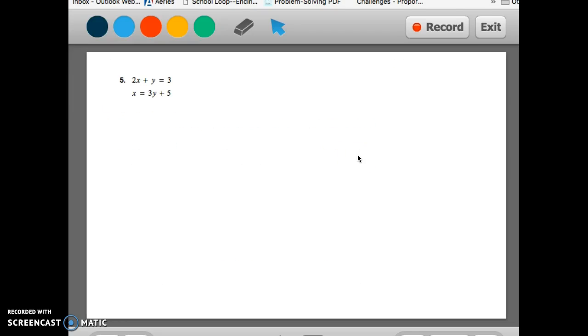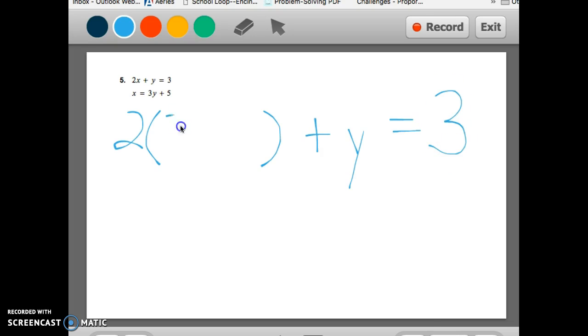Okay, this time we've actually got the print on the page. So 2x plus y equals 3, and x equals 3y plus 5. All right, this time x is already isolated, so I'll replace it in the top equation. So instead of writing 2x plus y equals 3, write 2 parentheses plus y equals 3. Now what goes in those parentheses? I hope you're thinking what I'm thinking. Instead of x, it's what x equals, 3y plus 5.